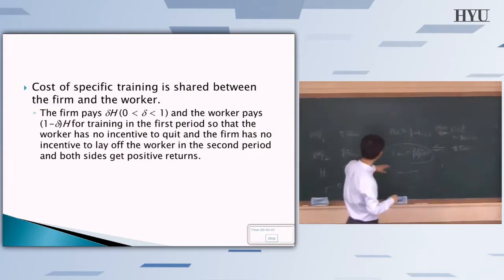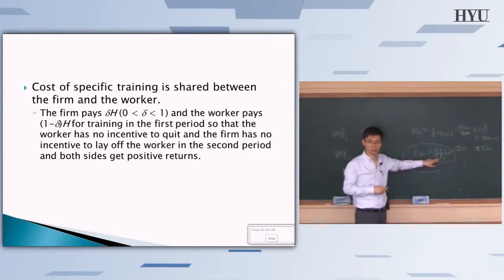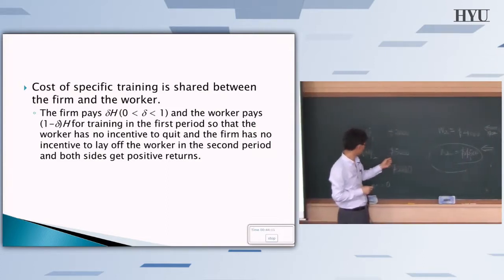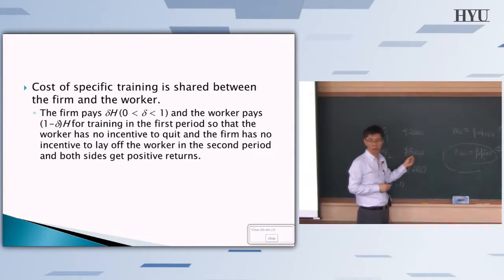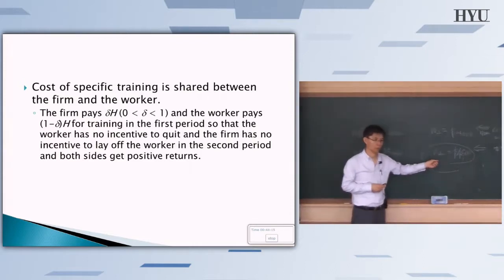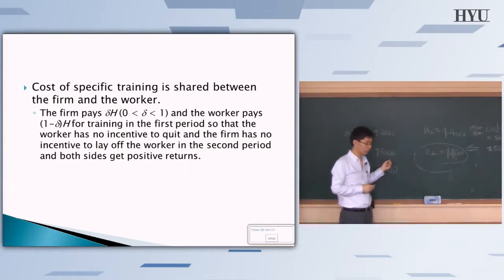Because the firm is paying $4,500, but the worker is producing $5,000. So it's cheaper to have this worker. $5,000 is the worth, and $4,500 is the pay.